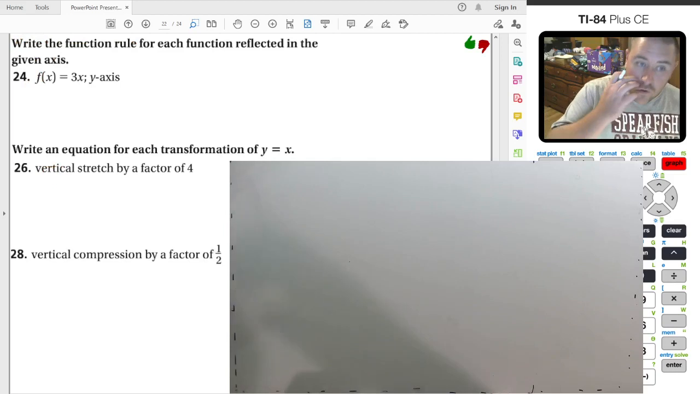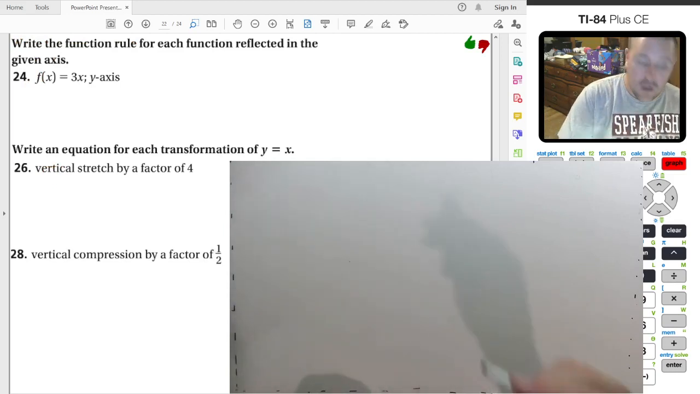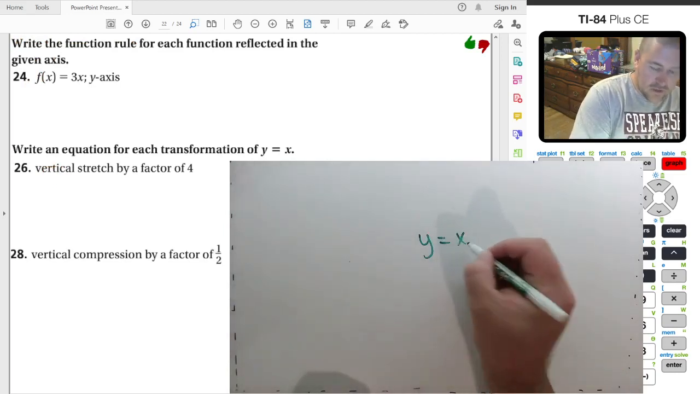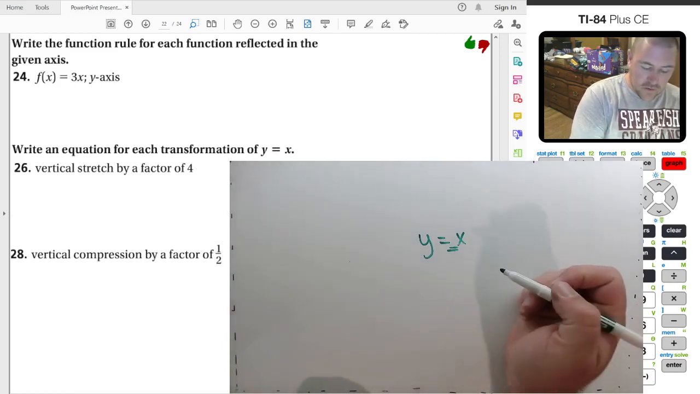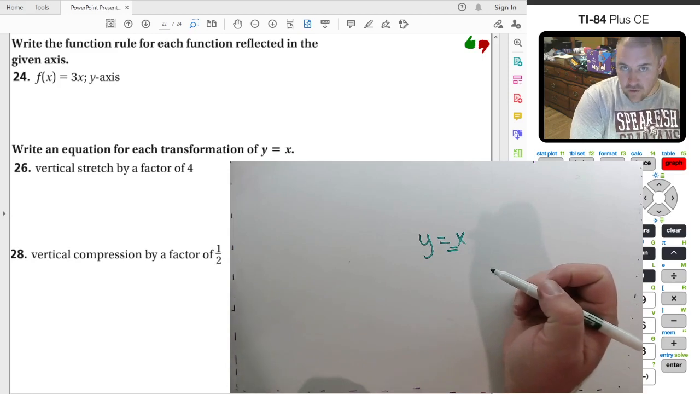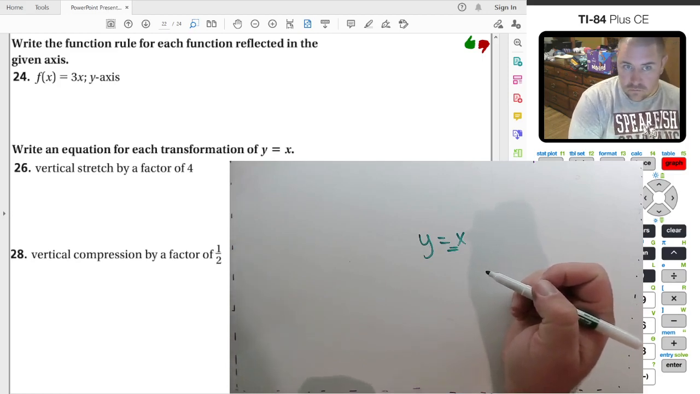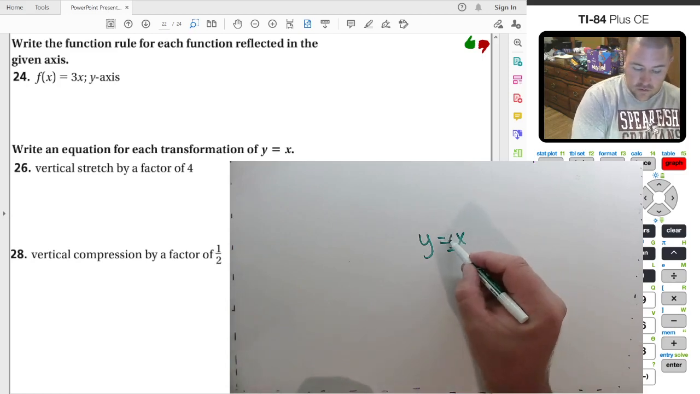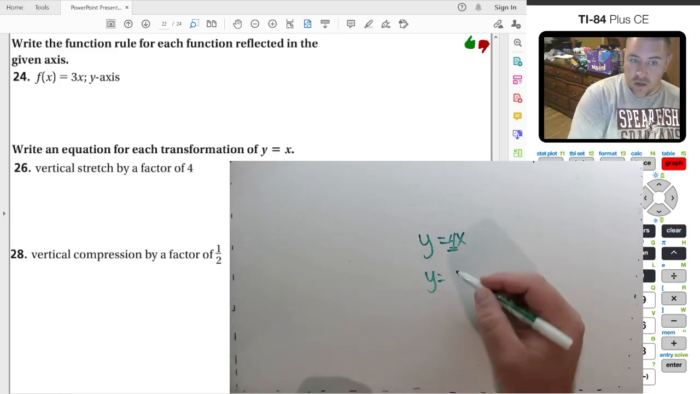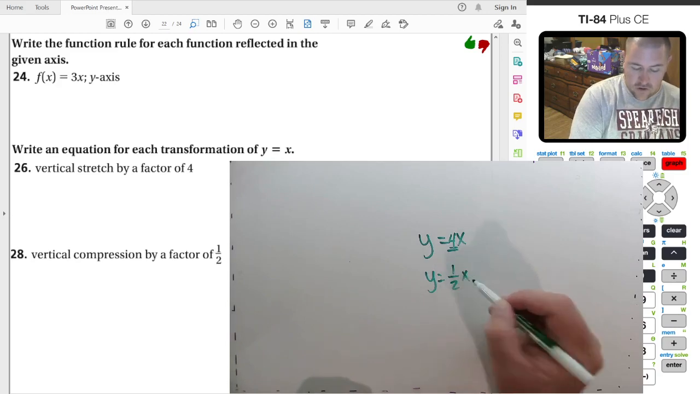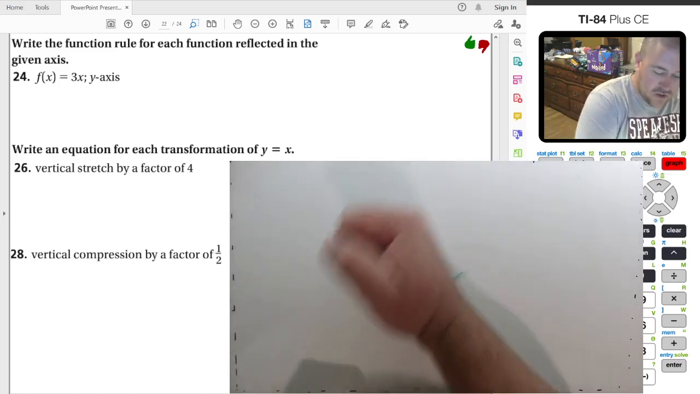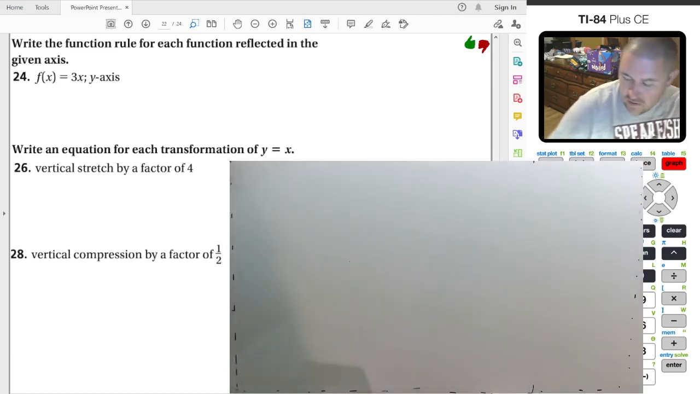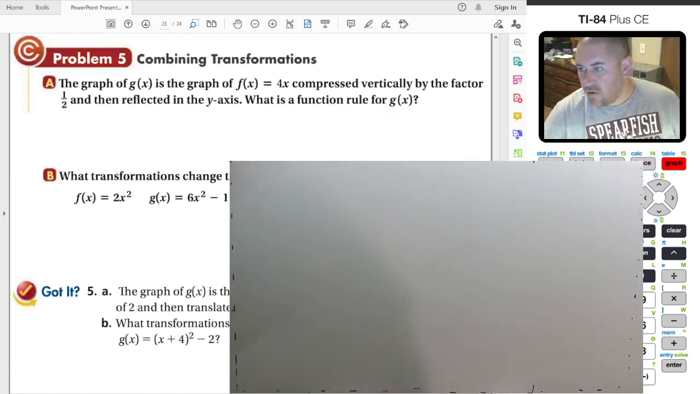Okay, vertical stretch or compression. If I see y equals x and they tell me vertical stretch by a factor of 4, here's the spot, the a spot in front of the variable. That tells me, well, if it's a stretch by 4, I'll just jam a 4 in there. If it's a 1/2, I'll jam a 1/2 in there. Now it's a compression. Okay, I was jumping the gun.